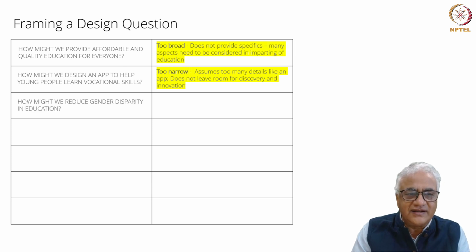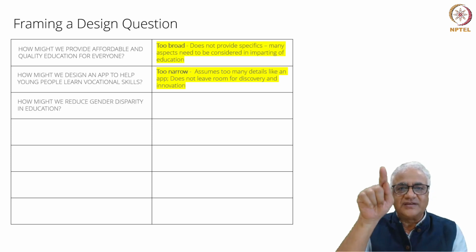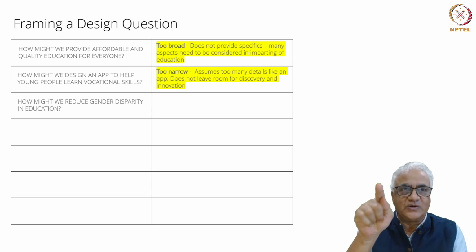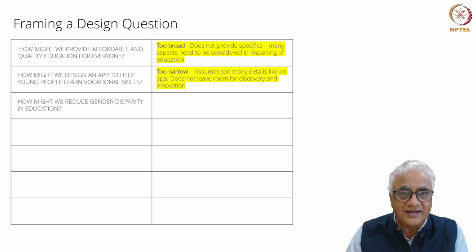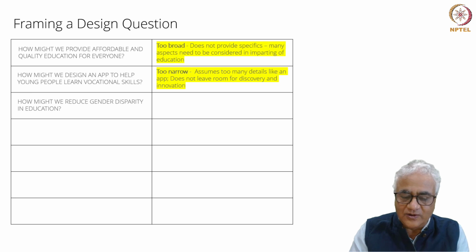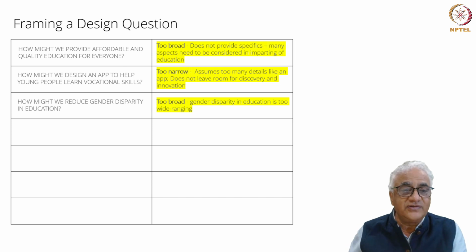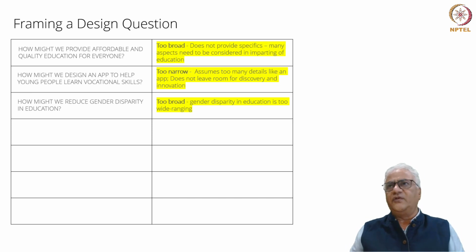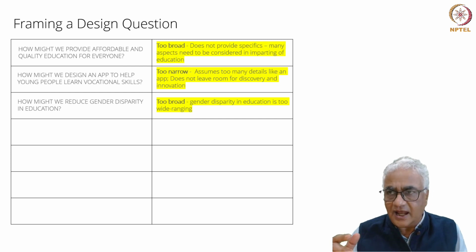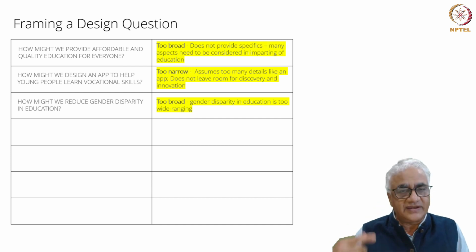How might we reduce gender disparity? If you're a person who is doing these logical answers 1, 2, 3, you will say this is a just right question. I'm sorry, you're going to be disappointed. It is a too broad question. Because look at the question. How might we reduce gender disparity? So therefore, in one shot, you just want to reduce gender disparity. I'm not saying it's not possible. I'm just saying it's a very broad question.